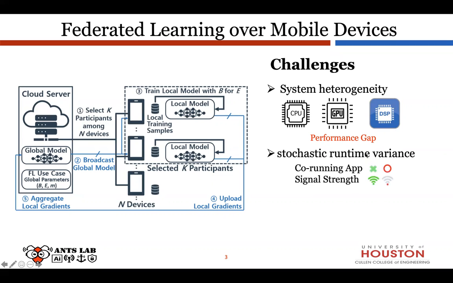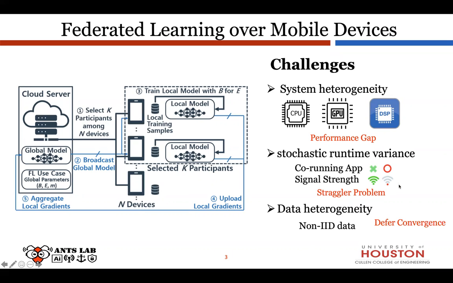And the second challenge is stochastic runtime variance. The mobile execution is stochastic by nature. So when we train the federated learning models, there may exist other co-running applications and the signal strength is changing. All of this leads to the straggler problem. And the third one is the data heterogeneity. We cannot always have IID data. Sometimes we may have non-IID data. Such non-IID data may delay the convergence.